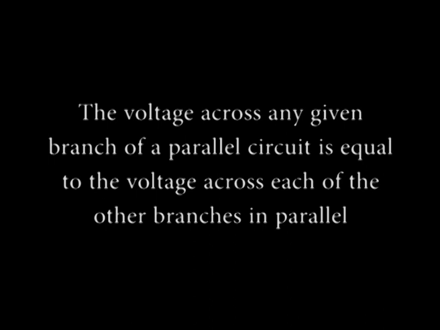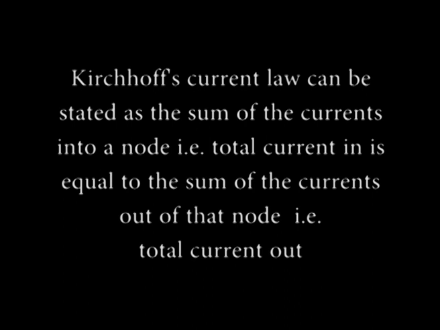The voltage across any given branch of a parallel circuit is equal to the voltage across each of the other branches in parallel. Kirchhoff's current law can be stated as the sum of currents into a node, that is, the total current in, is equal to the sum of the currents out of the node, that is, total current out.